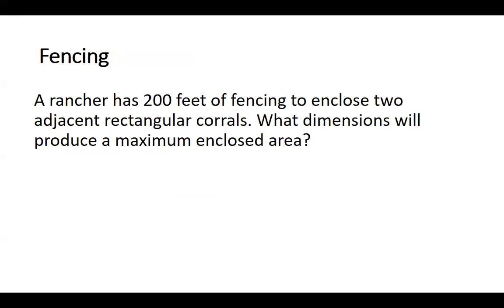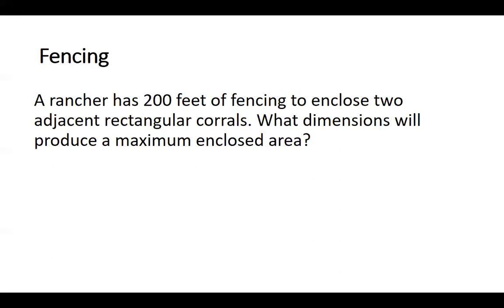Let's do another example, fencing. A rancher has 200 feet of fencing to enclose 2 adjacent rectangular corrals. What dimensions will produce a maximum enclosed area? Now we are going to work on a couple assumptions here just because it makes it easier for us to work with. First of all, we're going to work on the assumption that the 2 adjacent rectangular corrals are both the same height or same length, depending on what way you're looking at it. And that they are the same size and shape. So we're not going to be shifting things around. Both of those rectangles will be the same.